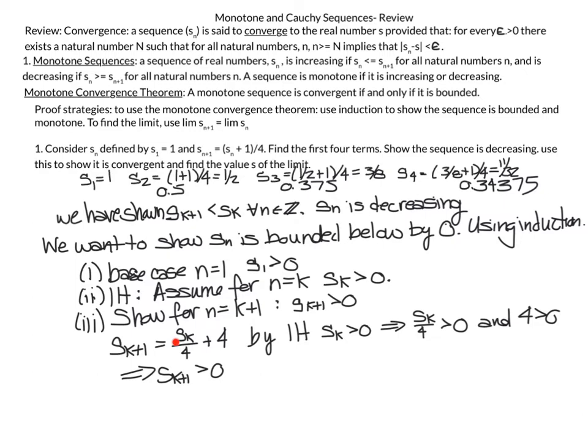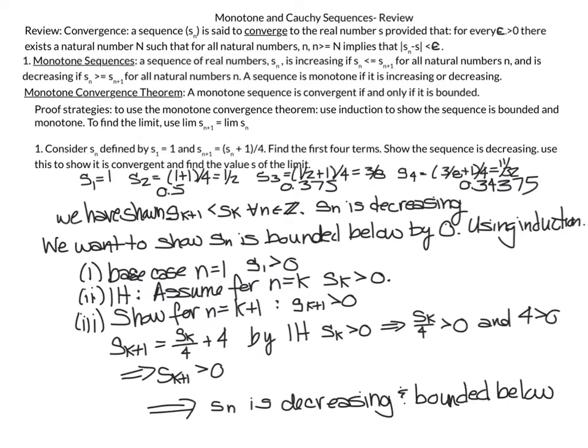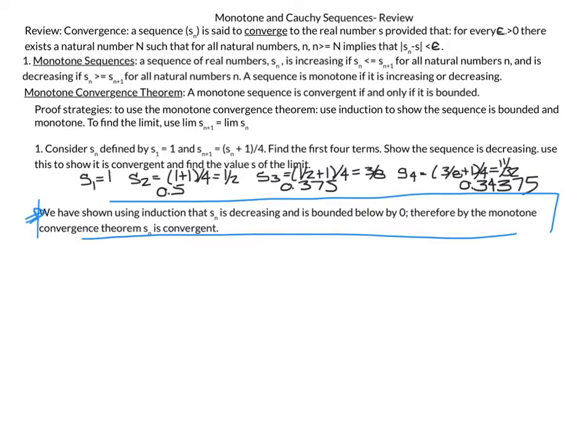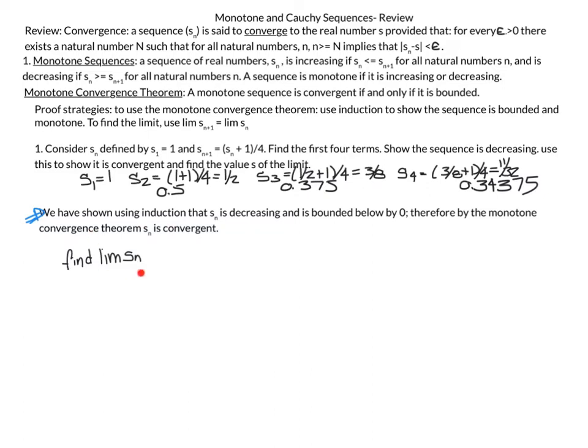So S of k plus 1 is equal to S of k over 4 plus 1/4. And by the inductive hypothesis, S of k is greater than 0. So that means S of k over 4 is greater than 0, and of course 1/4 is greater than 0, which means S of k plus 1 is also greater than 0. Hence, we have shown that S of n is always greater than 0 for all n, so Sn is decreasing and bounded below. And since we've shown Sn is decreasing and bounded below by 0, therefore by the monotone convergence theorem, Sn is convergent.